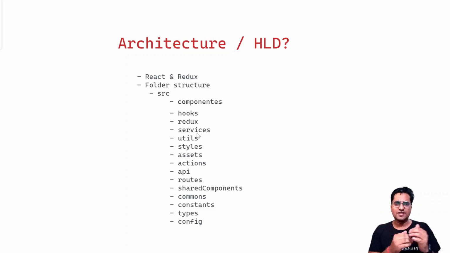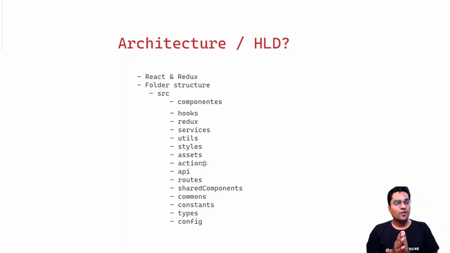I will have a SRC. Inside SRC, I will be having multiple components. Then I will have hooks. Redux, I can have my services also. There will be some utility for common operations. There will be some stylings I will be keeping into that. Assets for images and other sort of things. I will definitely be making API calls, so I can keep an API folder.